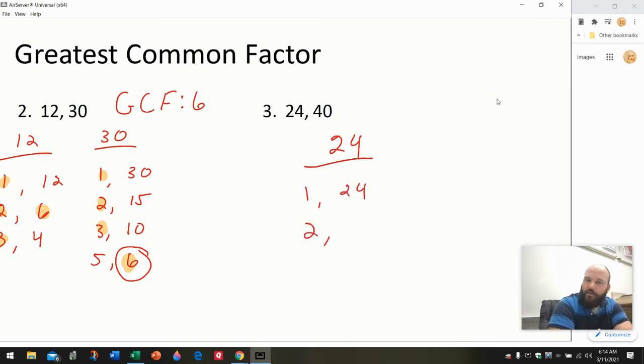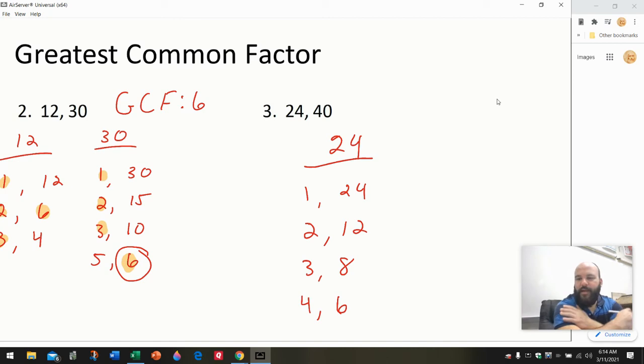2 will go into 24 since it's even. 2 times 12 is 24. We have to determine whether 3 will go in, and it will. 3 times 8. Then we go to 4. Will 4 go in? Yep. 4 times 6. So now you can see we have this pair, 4 times 6.